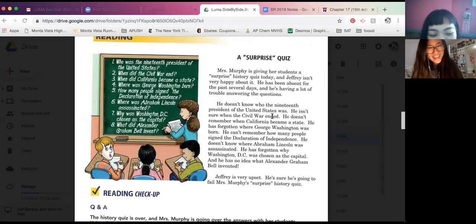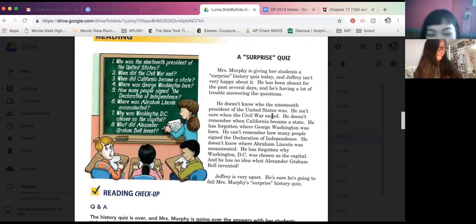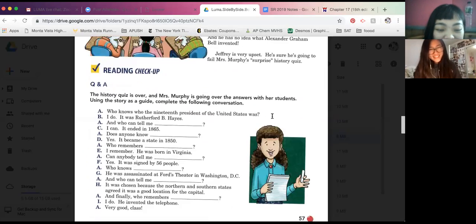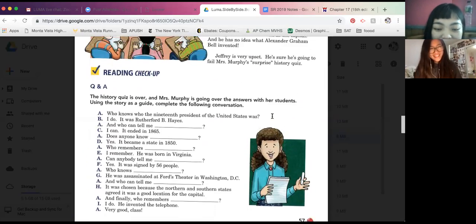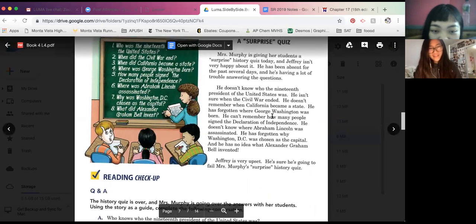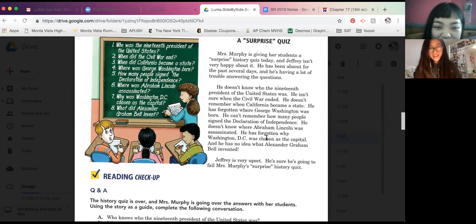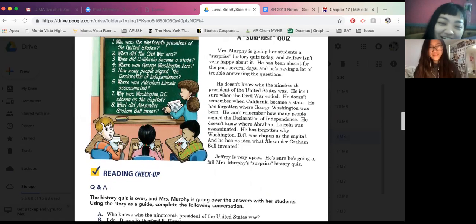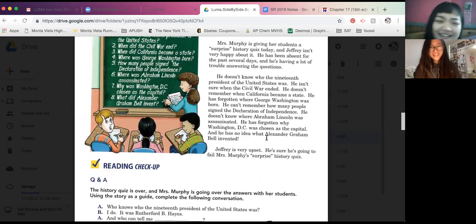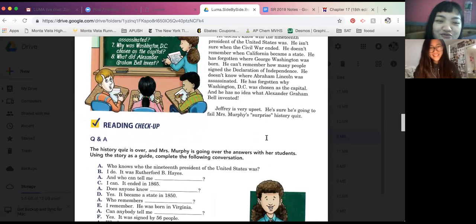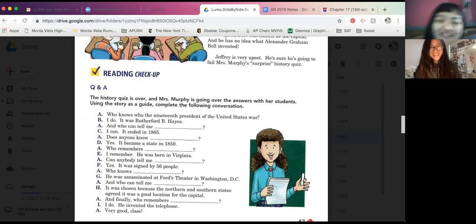This is so relatable. Oh, I'm taking US history this year. Oh no. So this is just talking about a student who doesn't know any of the information he was supposed to know that he's going to be tested on. How is that possible? Who knows? Was he even in class?